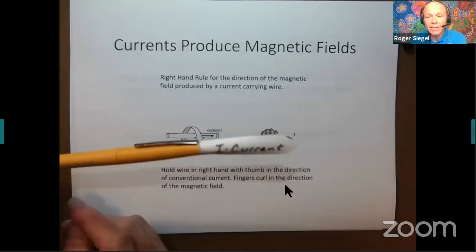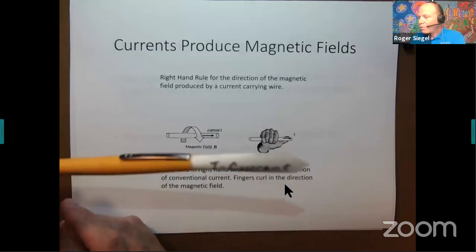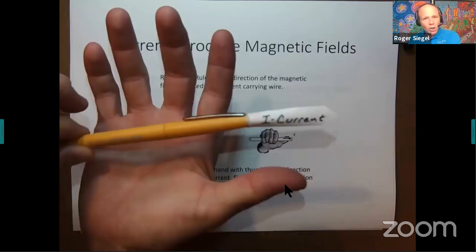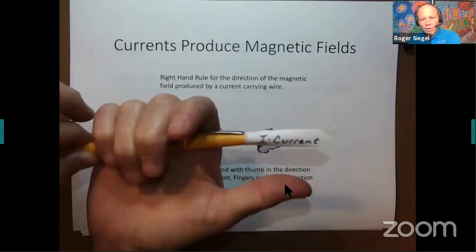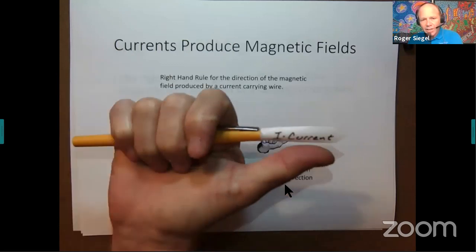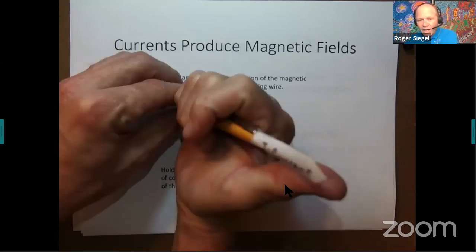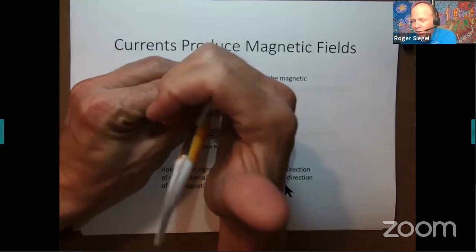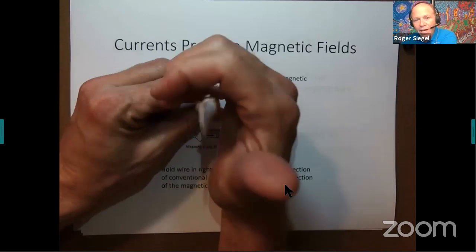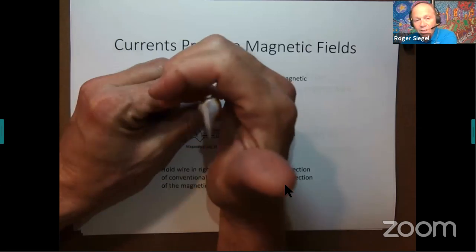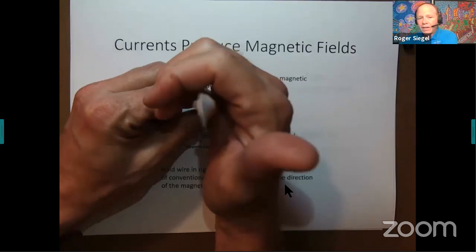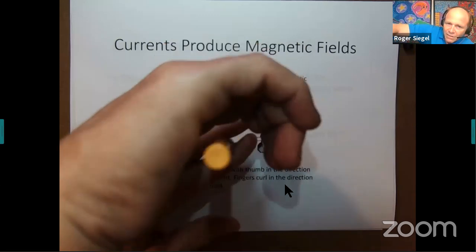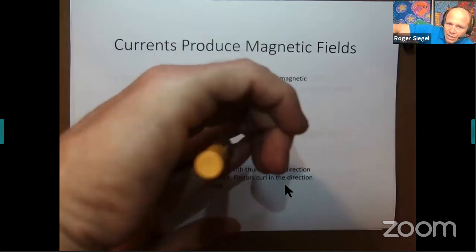Now, first, let's do the direction. Third right-hand rule. We take our current carrying wire and we act like we're with our right hand, we're going to grab the wire, with our thumb in the direction of the current. Now, what that means is when the wire is coming at me, that magnetic field is going to have a counterclockwise direction. And if that current is facing away from me, then that magnetic field will have a clockwise direction.